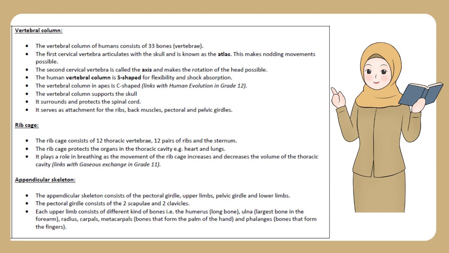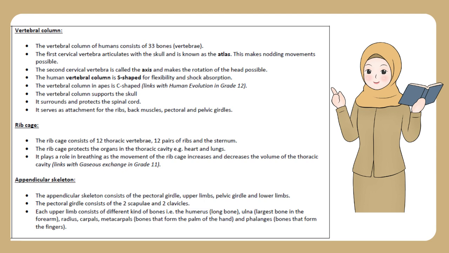Vertebral column. The vertebral column of humans consists of 33 bones, vertebrae. The first cervical vertebra articulates with the skull and is known as the atlas. This makes nodding movements possible. The second cervical vertebra is called the axis and makes the rotation of the head possible.